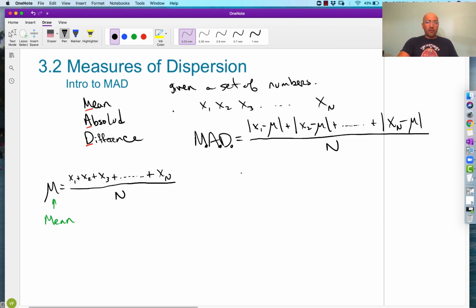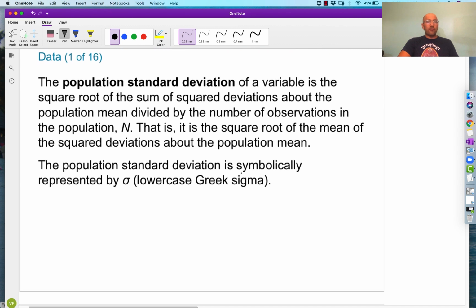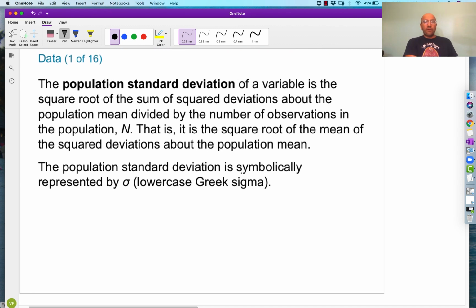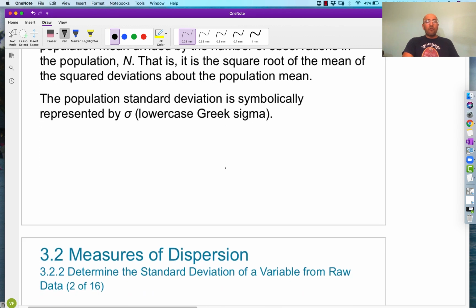Okay, but then we settle for an inferior result, right? So, standard deviation. The population standard deviation of a variable is the square root of the sum of the squared deviations about the population mean divided by the number of observations in the population, N. That is, it is the square root of the mean of the squared deviations about the population mean. Okay, that's verbally describing exactly what we just figured out. For populations, we're going to use the symbol sigma. Right? It's very important, again, to distinguish between populations and samples.